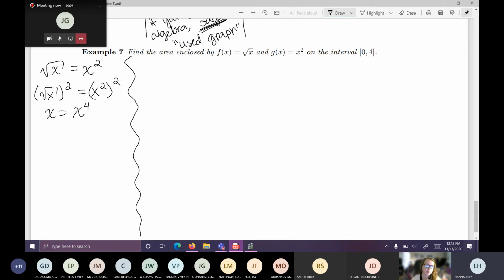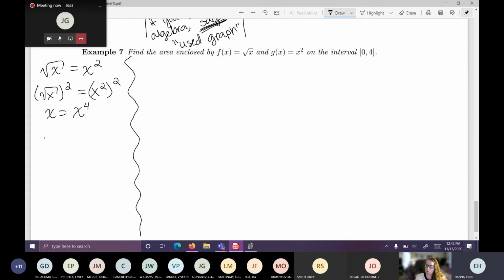Now, here's where a lot of people will make a mistake. Technically you can do this, but you need to consider something. A lot of times people would say, oh, well, divide by x. Sure, but you're actually going to lose an answer if you do that. And I'll explain that a little more in a minute.